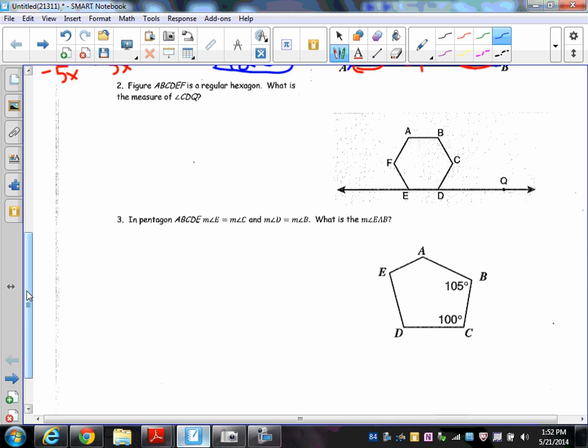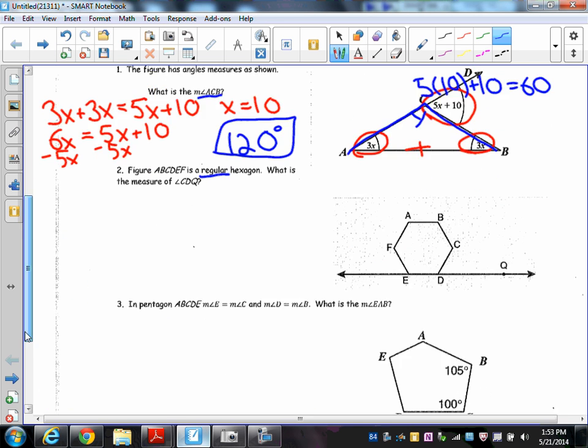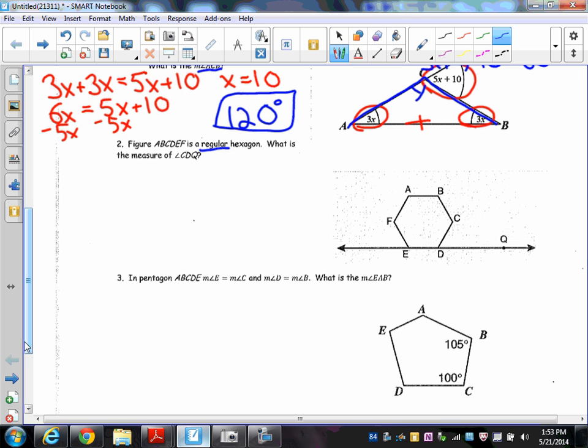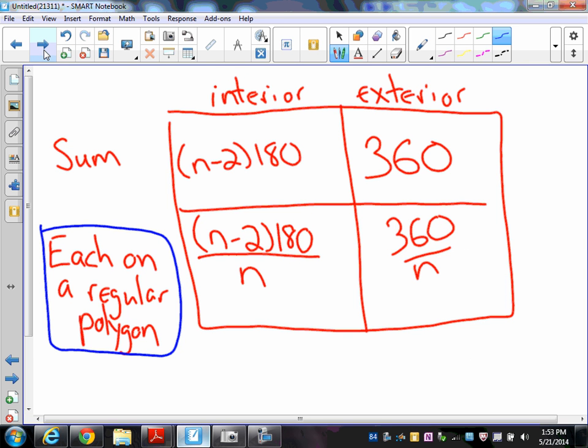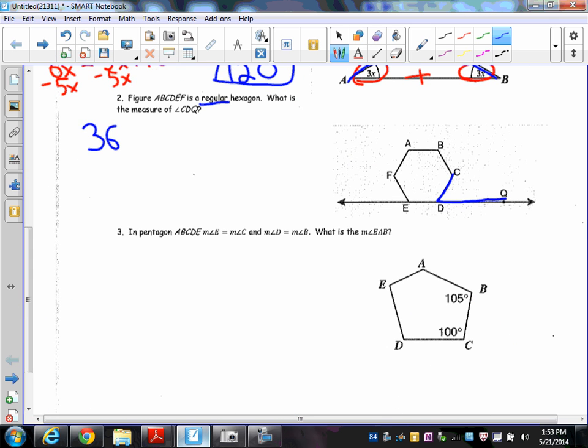So let's keep going. Let's go to number 2. It says we have a regular hexagon. Since we have a regular hexagon, there's a pretty good chance we're going to be using this formula here. What is the measure of angle CDQ? CDQ is on the outside, so that means it's an exterior angle. So we're looking for each exterior angle on a regular polygon. So that's just going to be 360 divided by n, which is the number of sides. So our final answer is 60 degrees.